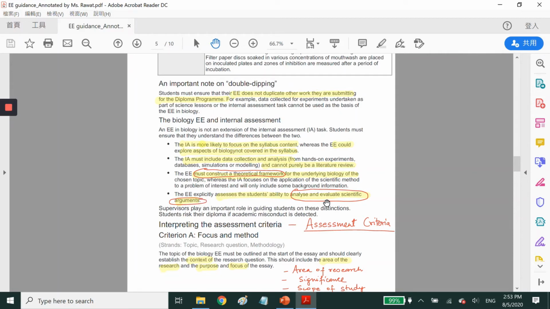Yes, so again, here you can see that the EE focuses on students' ability to analyze and evaluate scientific arguments. Okay, so it's like the theory behind it.